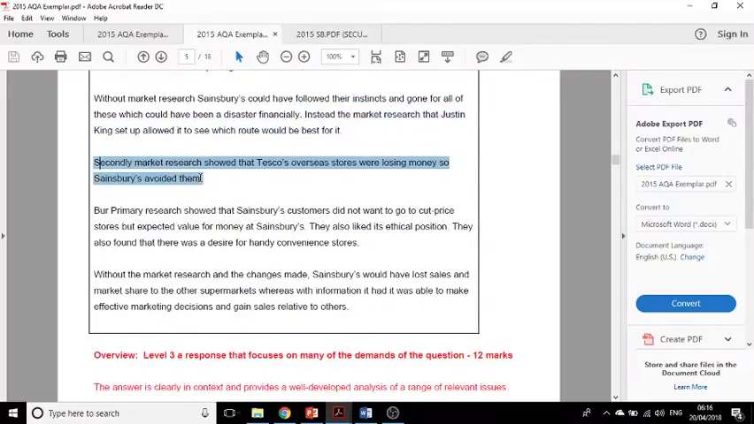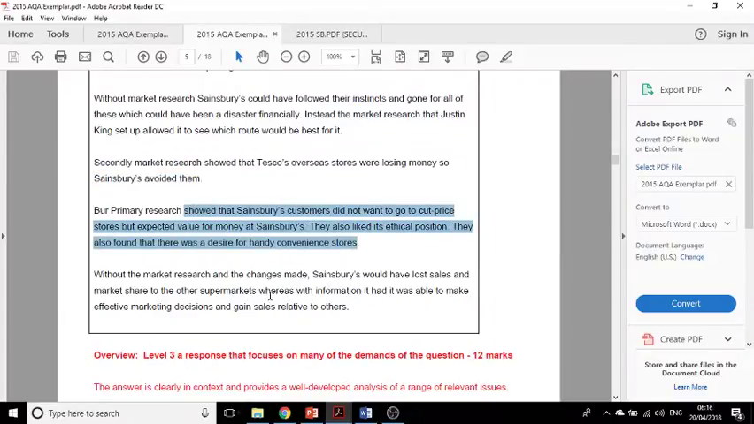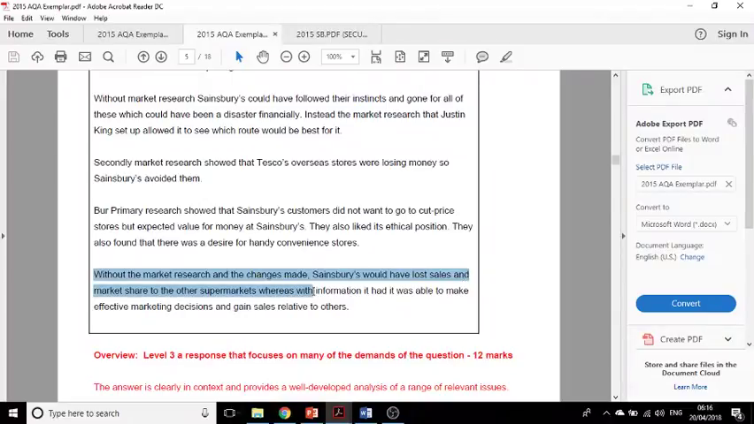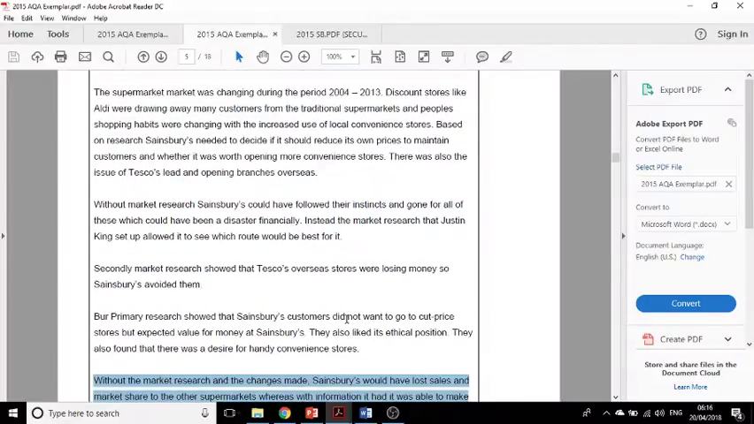A second point here is that market research showed that Tesco's overseas stores were losing money, and primary research shows that Sainsbury's customers did not want them to go to cut price stores but did expect value for money. It found out information from their customers. Without this market research, Sainsbury's would have lost sales and market share to other supermarkets, whereas with the information it had, it was able to make effective market decisions and gain sales relative to others.